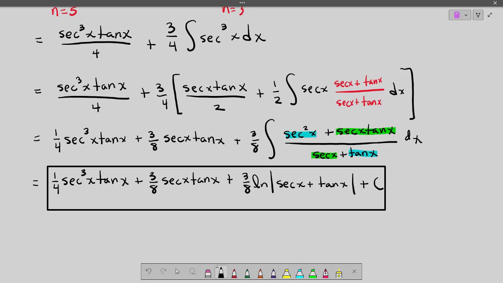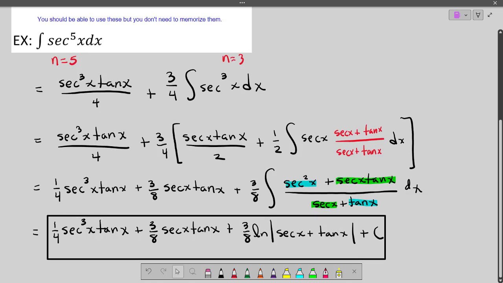All right, so that's how those more generalized reduction formulas work. It's kind of like cooking. Just follow the recipe. N is 5, plug it in. N is 3, plug it in. Any questions on any of the steps?